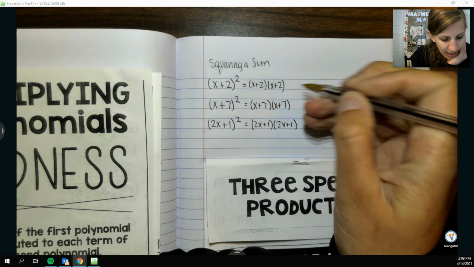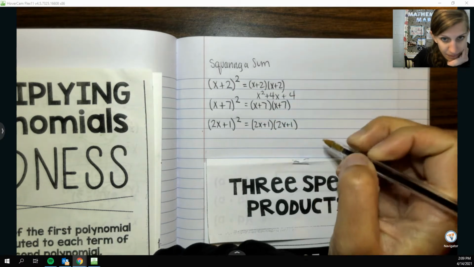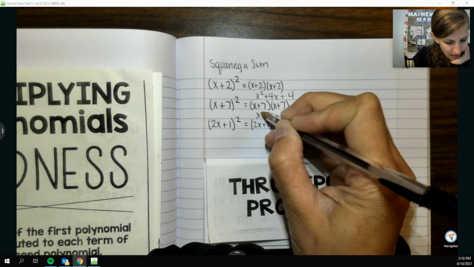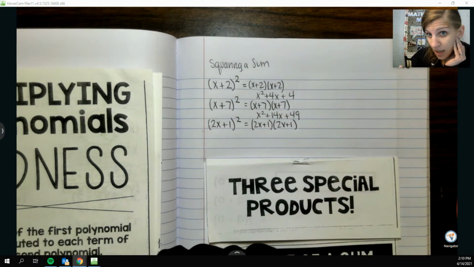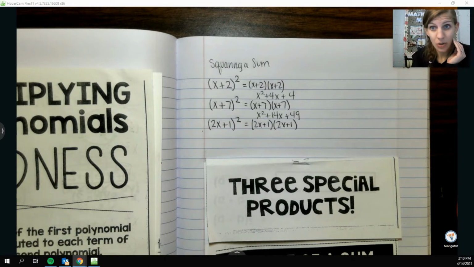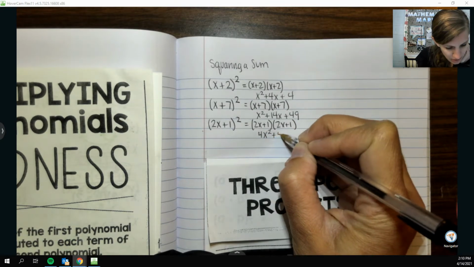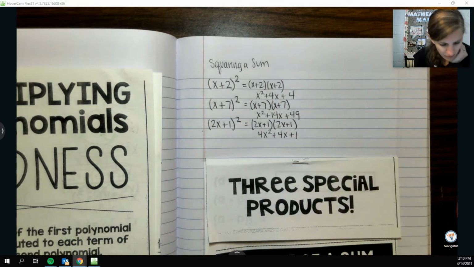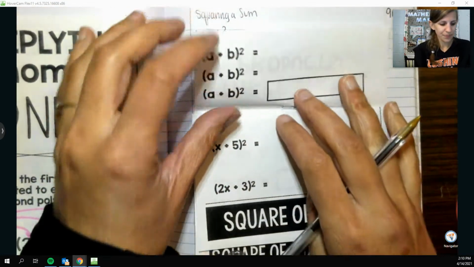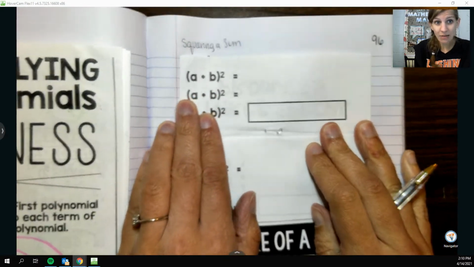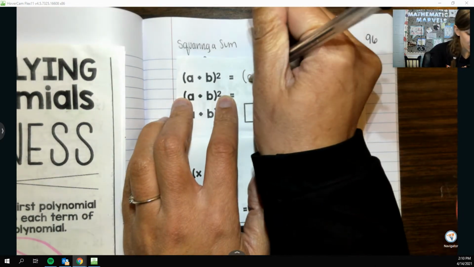If I do this quickly, this guy turns into x squared plus 4x plus 4. The next one turns into x squared plus 14x plus 49. I'm doing it quickly, combining like terms in my head because I already know the trick. This last one is 4x squared plus 4x plus 1. So this first one, if we take a look down here, square of a sum: every time I have two numbers that are being added and squared, I need to write it twice.